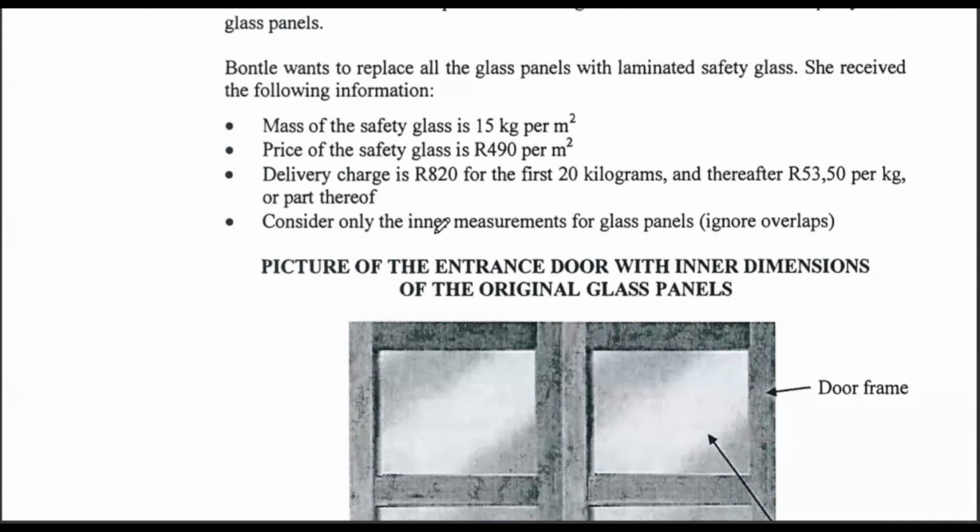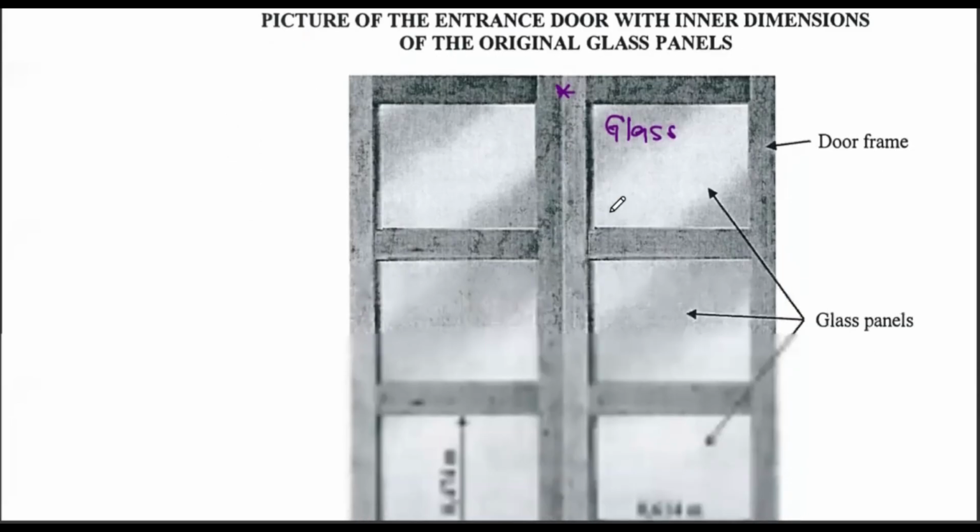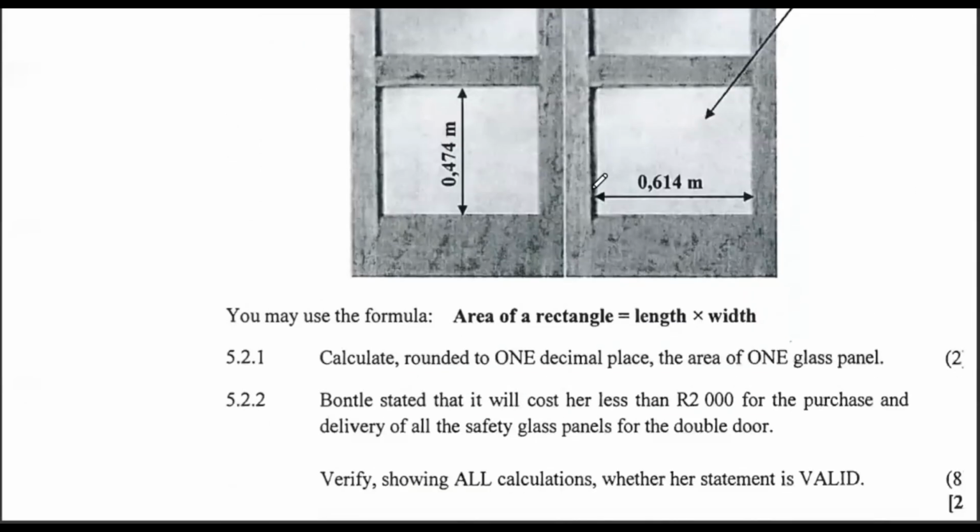The delivery charge is 820 rands for the first 20 kilograms, and thereafter 53 rands 50 cents per kilogram thereof. Consider only the inner measurements for the glass panels. Ignore the overlaps, these other wooden parts. We only need the glass. This is the glass. Okay, they're telling us to consider only the inner measurements. This is the picture of the glass and we are continuing.